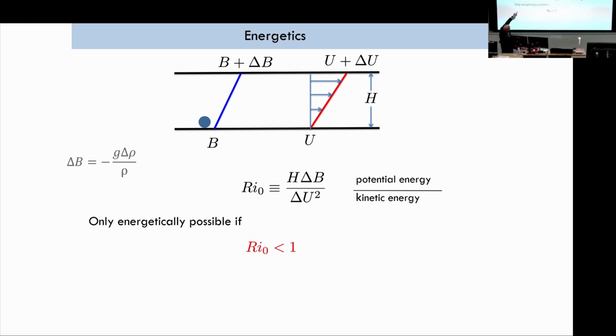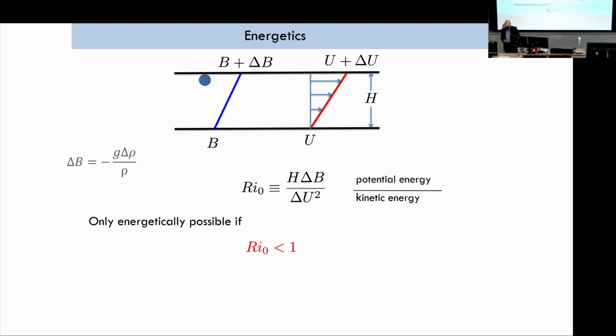So if I have a little blob at the bottom and I make it go up to the top, the change in potential energy of that is H delta B, and the change in kinetic energy it experiences is delta U squared. So for that to happen, I have to have more kinetic energy than potential energy to do the work. So this number has to be less than 1.